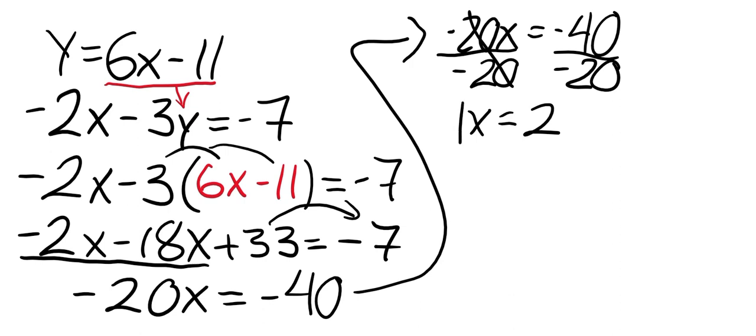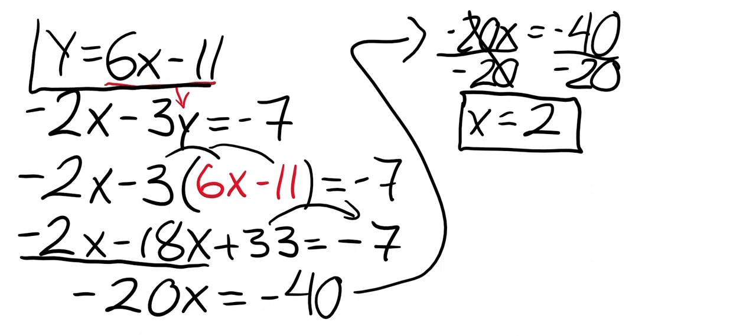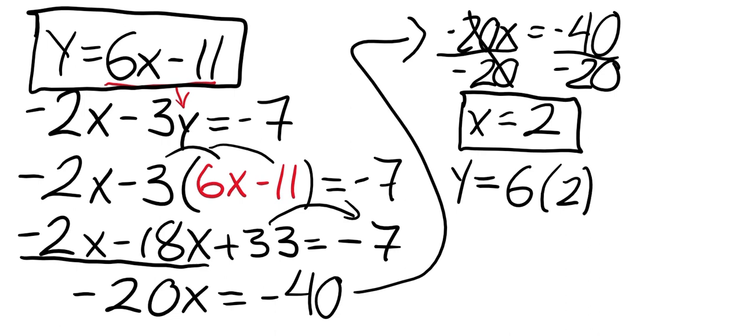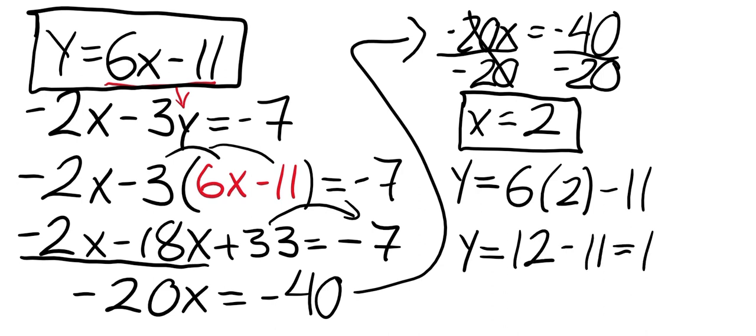So far, all we have is x equals 2, and now we need to figure out what the y value of the answer is. We do that by plugging in x equals 2 into the equation that we have set up for y. We get y equals 6 times 2 minus 11. 6 times 2 is 12, minus 11 is 1. And we get that y equals 1. So the two parts of the solution are x equals 2 and y equals 1.